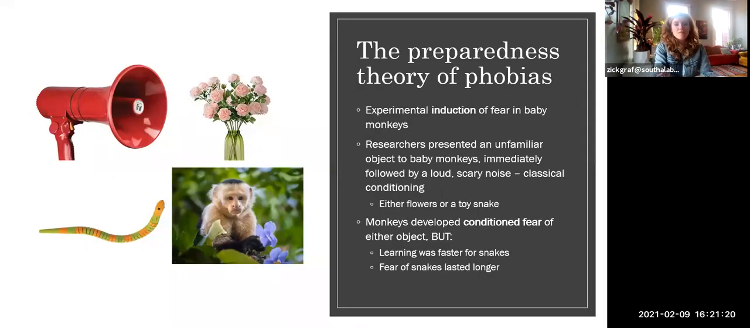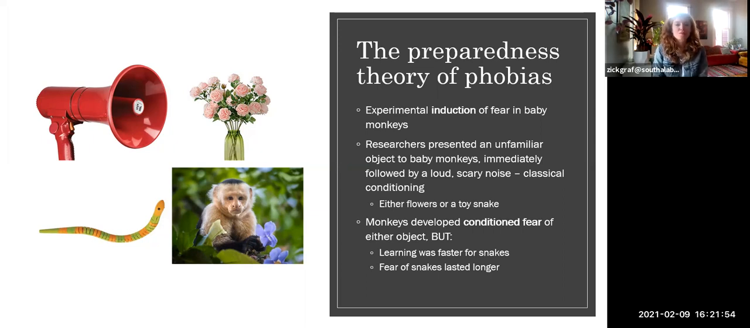So an example of an experiment that has been done to demonstrate preparedness of conditioned fear association: researchers took a bunch of baby capuchin monkeys who had been raised in a lab and whose parents had also been raised in a lab. So none of these monkeys had any direct or taught experience with their natural environment. In their natural environment, snakes are one of their biggest predators. But these monkeys had no way of knowing that snakes were dangerous because they'd never encountered one and they'd never met another monkey who had encountered one.